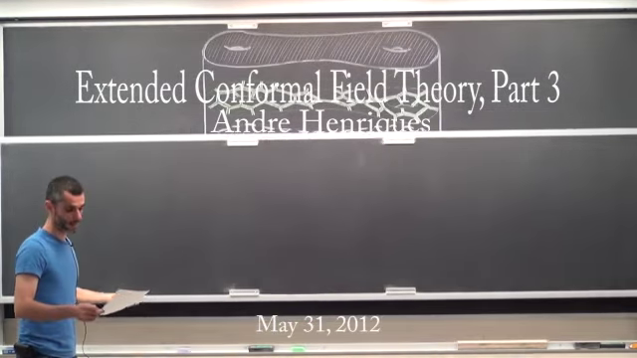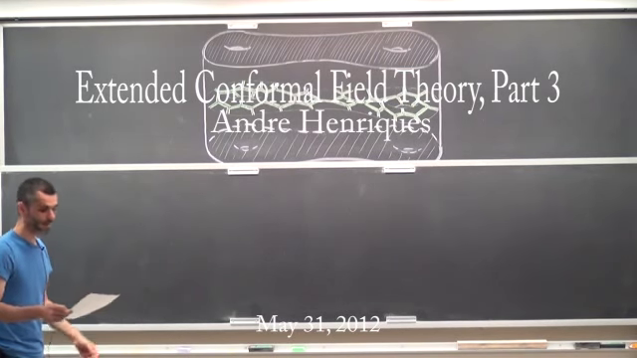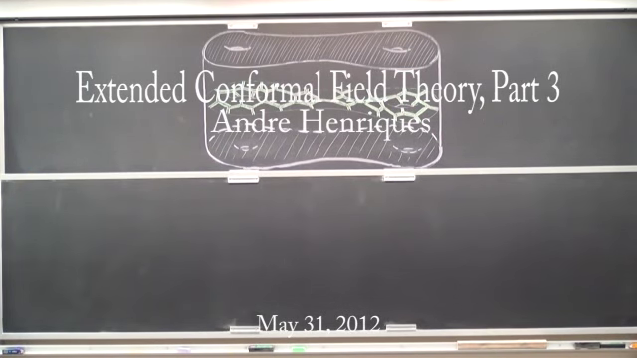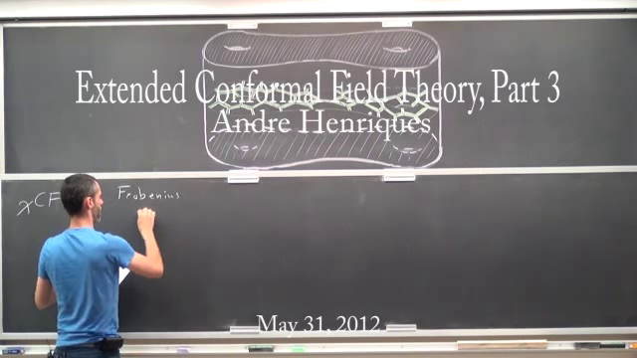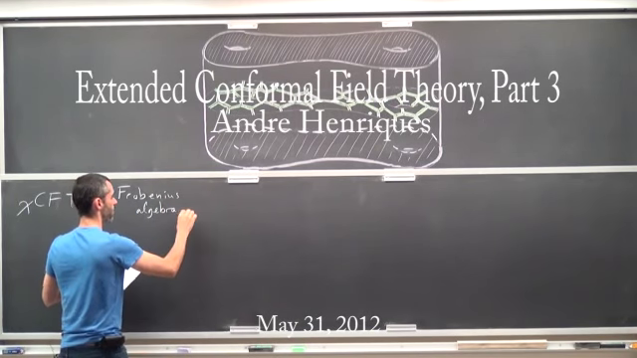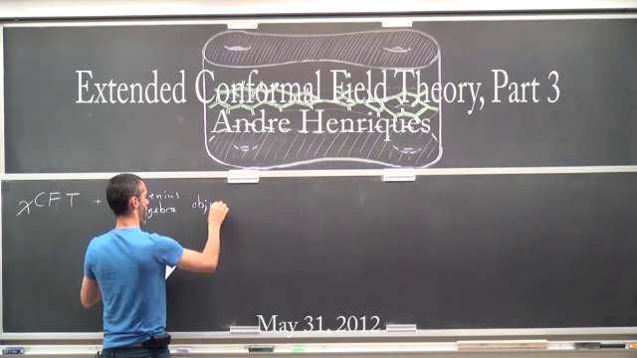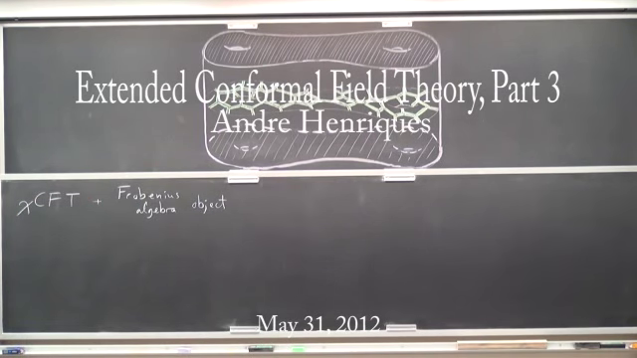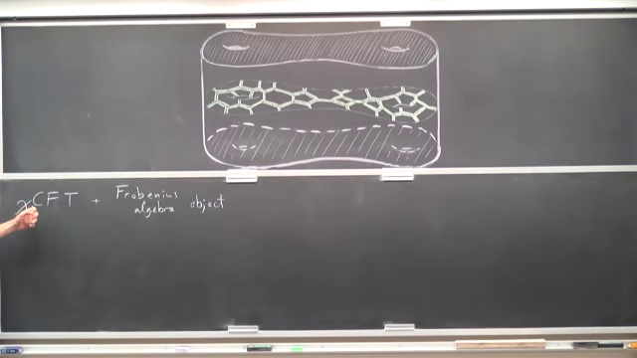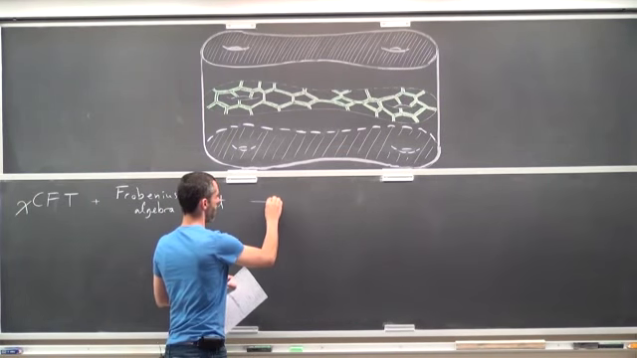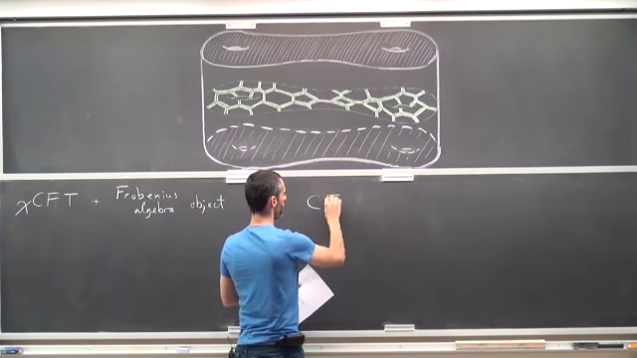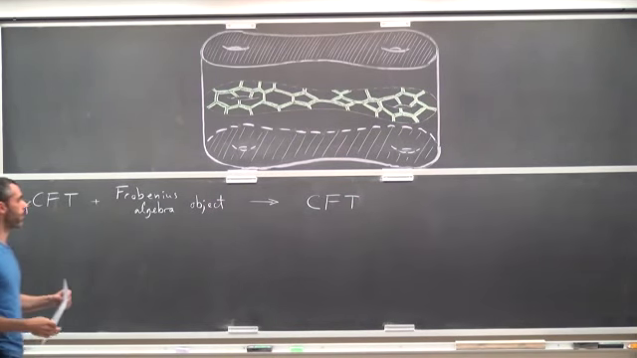Okay, so I told you yesterday that Fuchs, Runkel and Schweigert have a construction that takes as input a chiral conformal field theory and a Frobenius algebra object in the category associated to the chiral conformal field theory, and that using those two inputs, they produce a full conformal field theory.